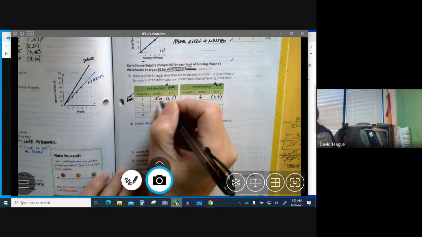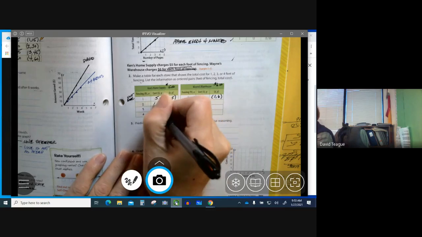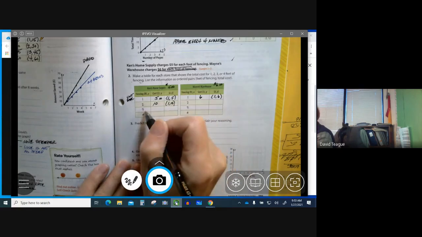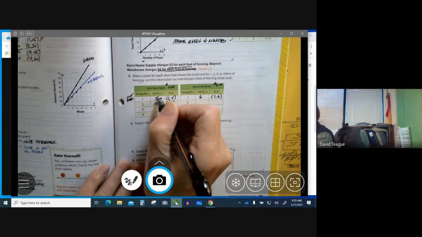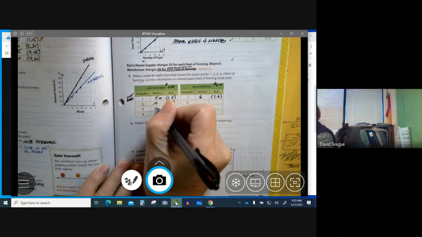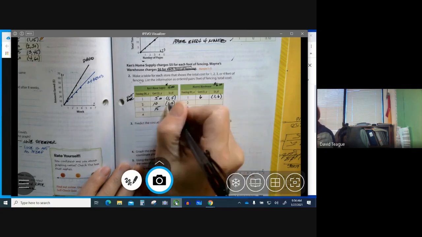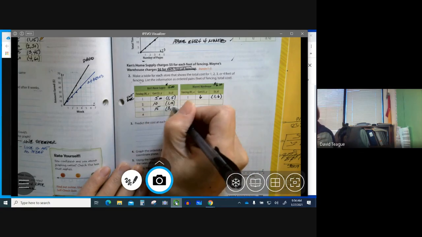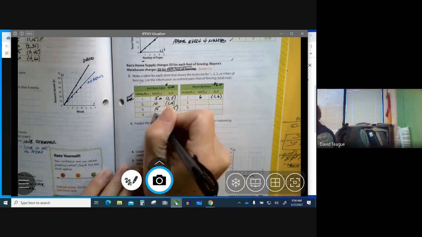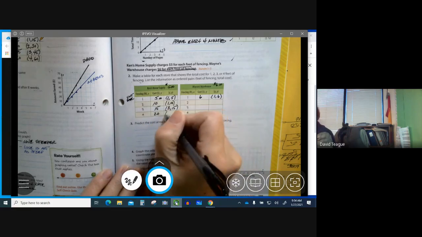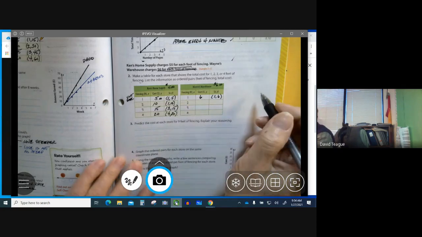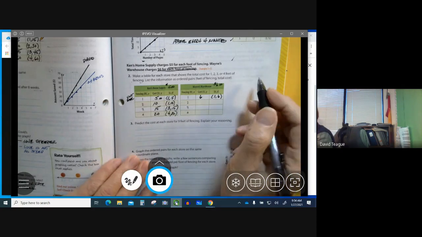So if we did 2 feet, that would be 10, and our ordered pair would be (2, 10). 3 would be 3 times 5. See, 2 times 5 is 10. 3 times 5 is 15. So our cost is $15, and our ordered pair is (3, 15). Okay, 4 is going to be 4 times 5, which is 20. And our ordered pair is (4, 20). Okay, so that's what you should have gotten when you filled in your ratio table.